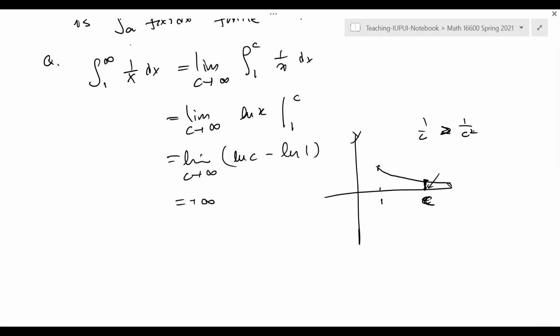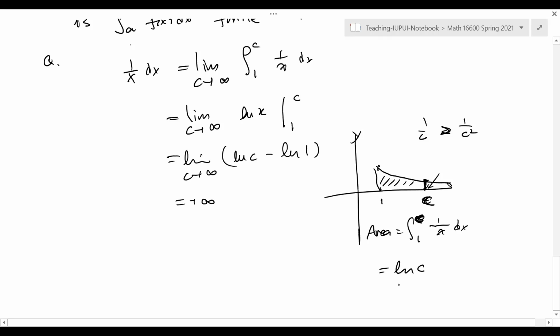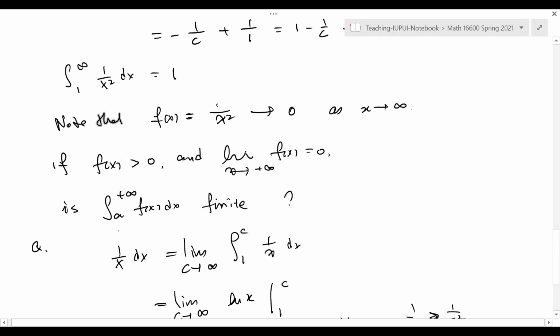it includes more area. So let's take a look at the area of that region. It's from 1 to c, the integral of 1 over x dx. It's going to be the natural log of c. So it's actually a pretty large number. If c is 100, it is a very large number. So the area is unbounded. It's different from the previous one.